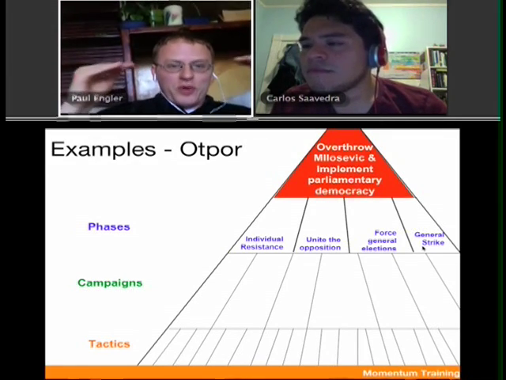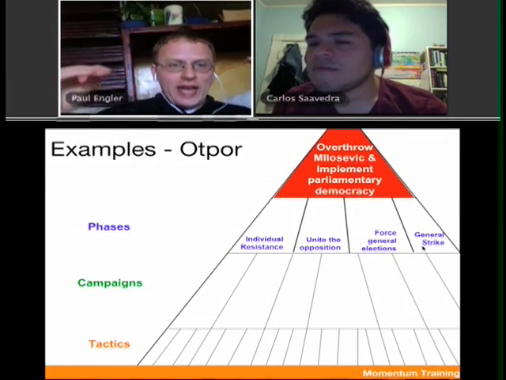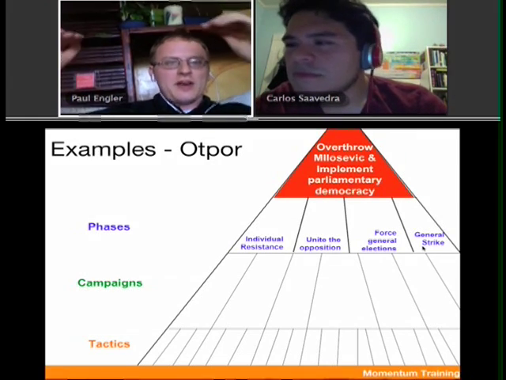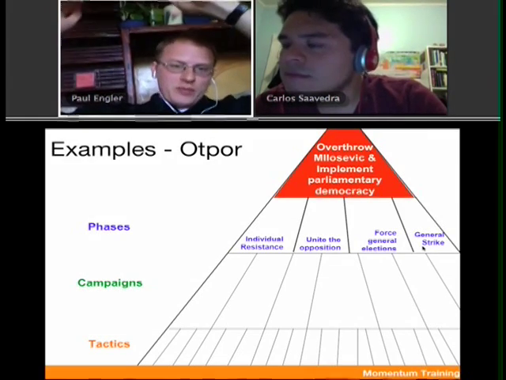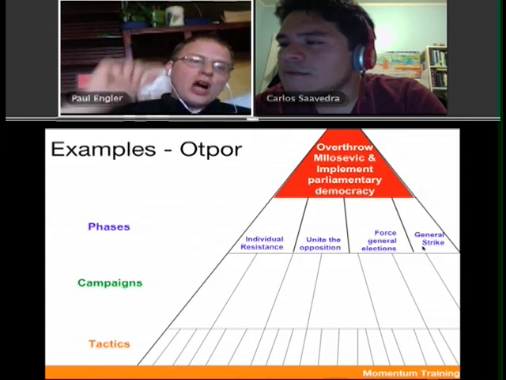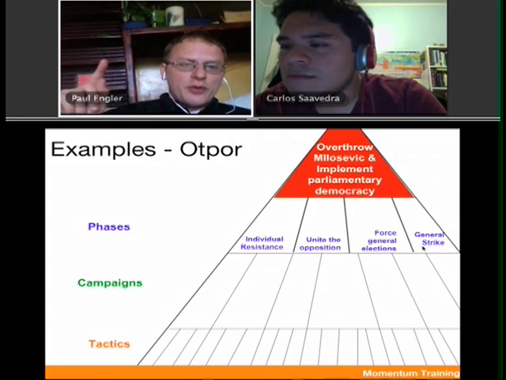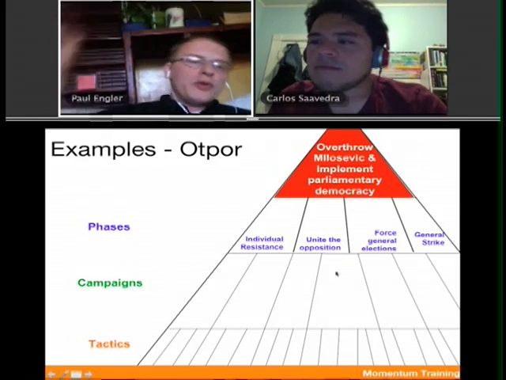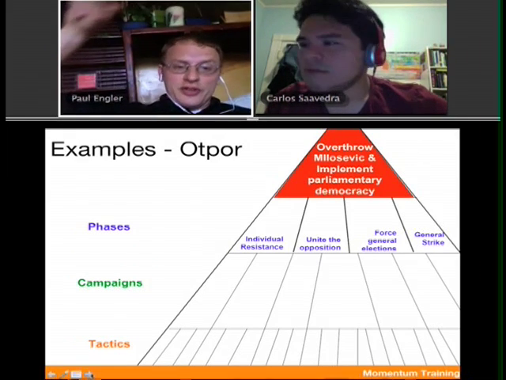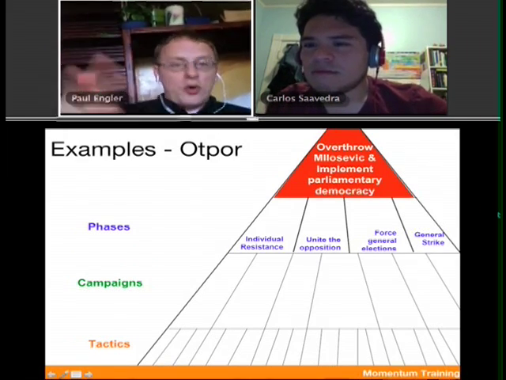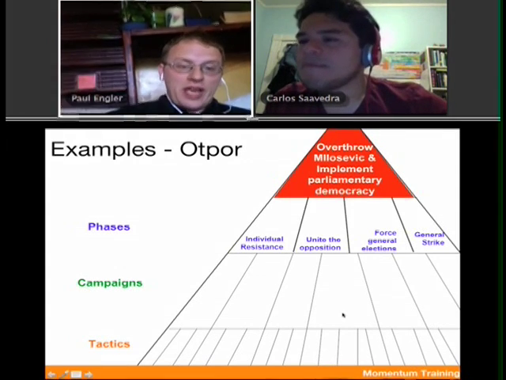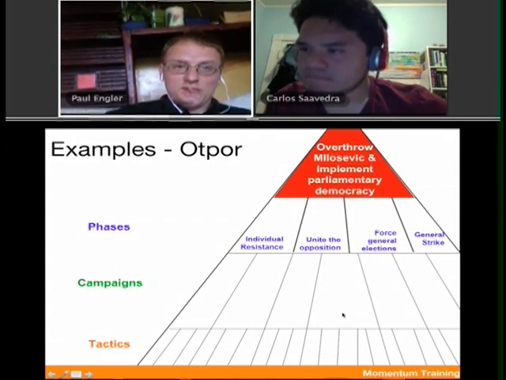You can't be strategic when there's multiple different theories of change and multiple different ideas of what the strategic objective is for your movement. In Otpor, another good example, they wanted to overthrow Milosevic. And so their movement created in their DNA the strategic objective and the phases, and then they allowed for a lot of autonomy for the campaigns and the tactics to go on.